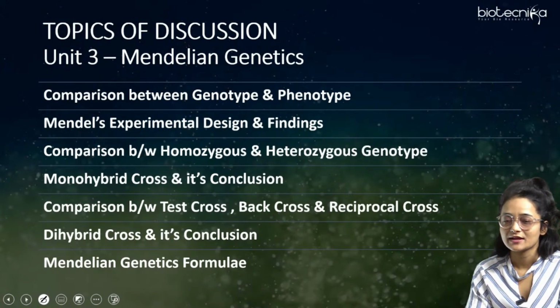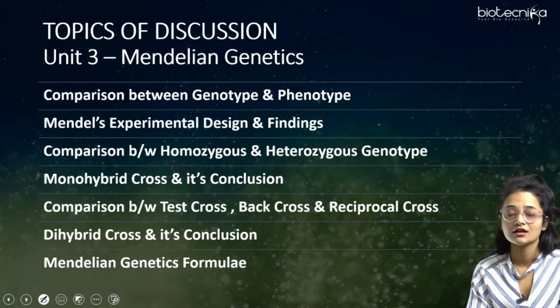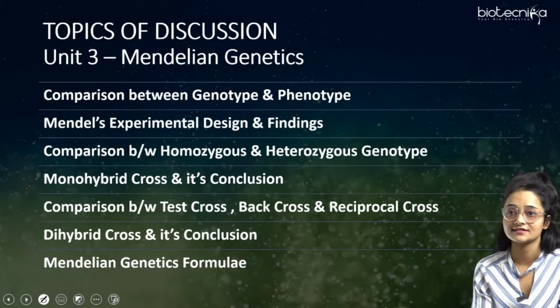So Mendel's experimental design we'll be studying, just an overview we'll be going through. Then the comparison between the homozygous and heterozygous genotype. Then we'll be studying the monohybrid crosses and the conclusion that was made by Mendel, and the comparison between the test cross, back cross, and reciprocal cross. What are these crosses? What are their significances?